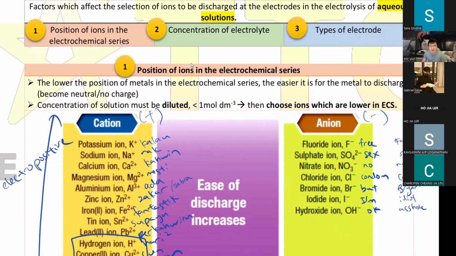Yes, cathode attracts cation, you are correct. Remember cat: cathode, cation. Anode, anion. Kavi, you're very unsure of the direction, isn't it? Don't worry. You do more, you understand.